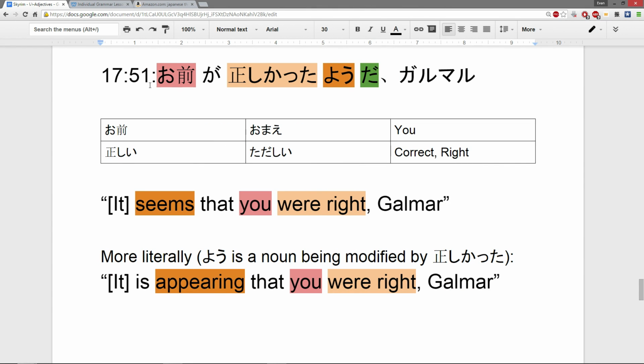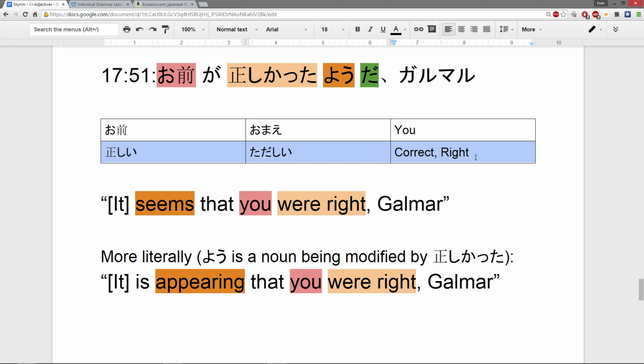Alright, 1751. Omae ga tarashikatta you da, Galmar. So, omae means you. It's pretty blunt. You want to use this with your buddies, your chums, or if you're threatening somebody and you're trying to tell them that they're below you. This is for somebody who's below you, or you're just being chummy with somebody.